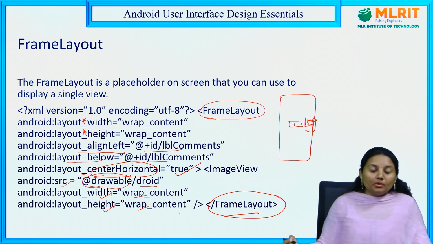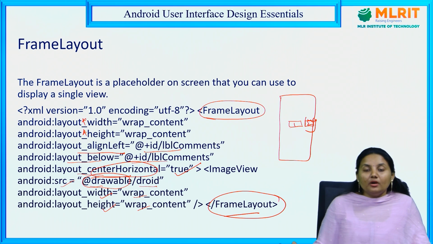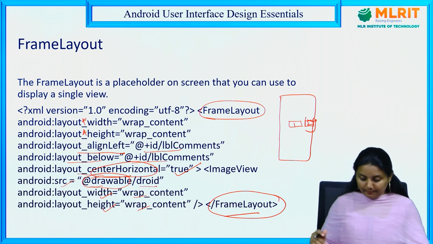So this is about all the different layouts that we have. Similarly we have many other layouts also, like constraint layout and grid layout, which are very similar. But remember, mostly in every code we can go with either linear layout or relative layout at the basic level. Okay, thank you.